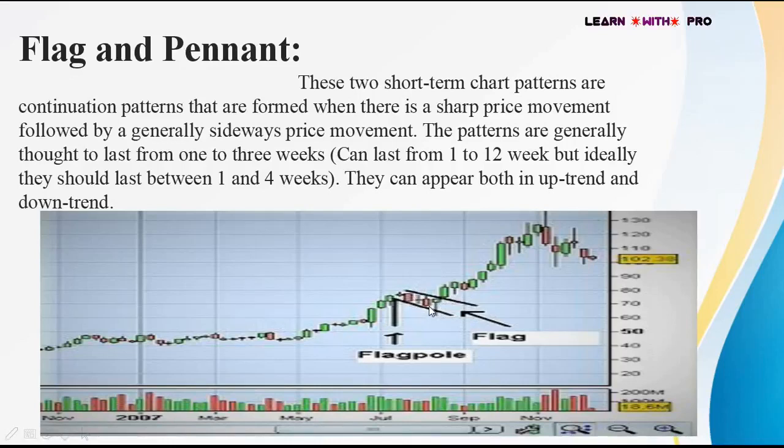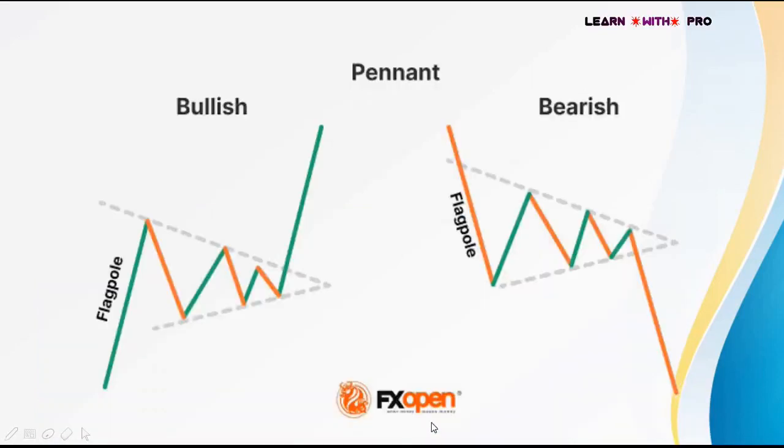A flag may be a bearish flag or a bullish flag. Like this, you can see this is a bullish flag. When it came here, price broke out. If it's a bearish flag, it should be the opposite of this. That means price will be in a downtrend, and then it breaks out. That's when we are talking about a bearish flag.